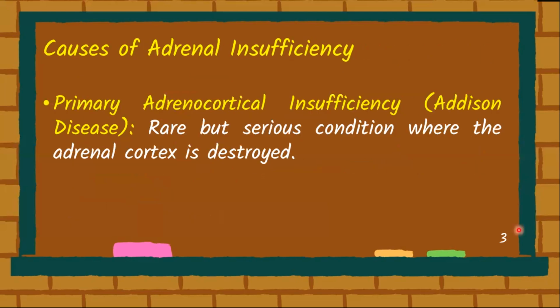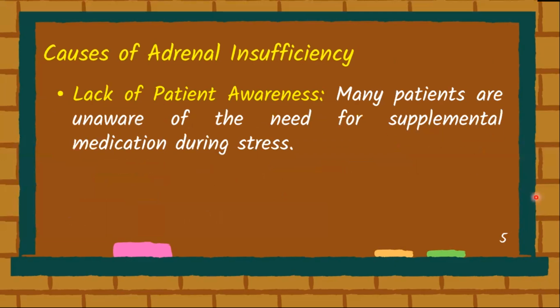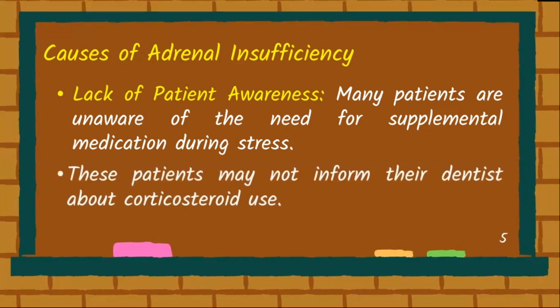Primary adrenal insufficiency, also known as Addison's disease, is a rare condition where the adrenal cortex is destroyed. Secondary adrenal insufficiency is more common and occurs due to the administration of corticosteroids for other medical conditions. Patients with secondary adrenal insufficiency often do not know they need extra medication during stressful situations. They may not inform their dentist. That can lead to complications if they are not properly managed during dental treatments.